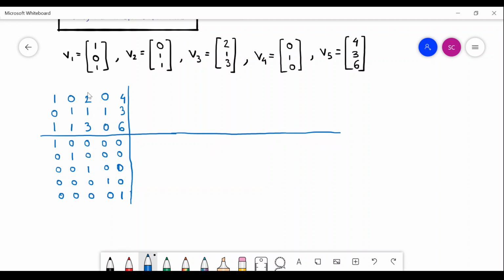Now just read this in this manner. So why has this identity matrix been placed here? How does it relate to these vectors? So we will do one operation and then we will discuss how it relates.